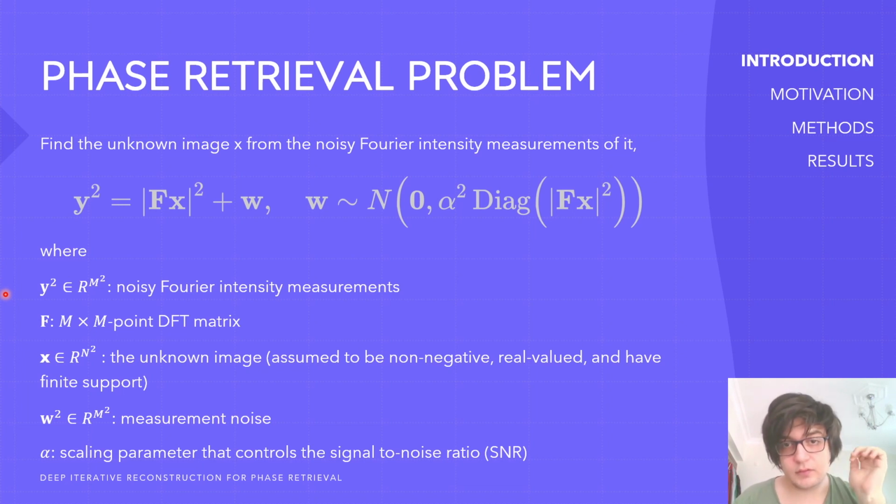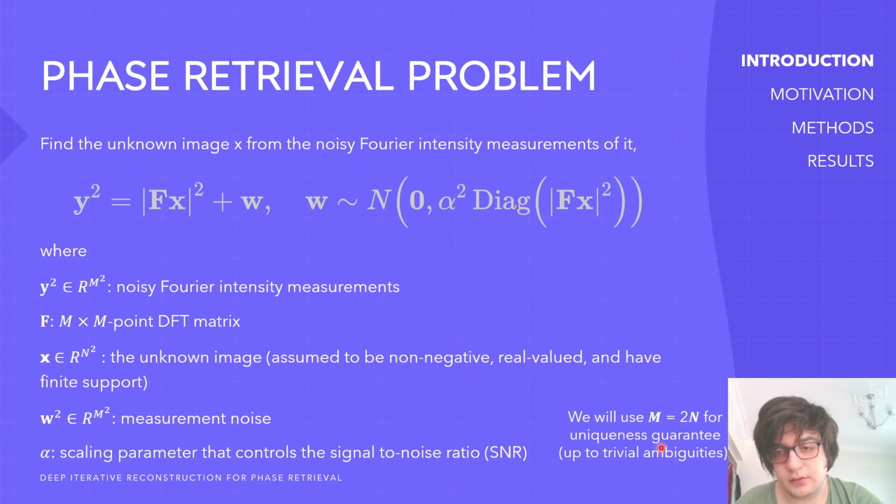This inverse problem is about finding the unknown image X from its noisy Fourier intensity measurements. If we have an n-dimensional image and an m-dimensional Fourier intensity measurement of it, we will use m equals 2n for uniqueness guarantee, and the noise will be modeled as Gaussian noise.